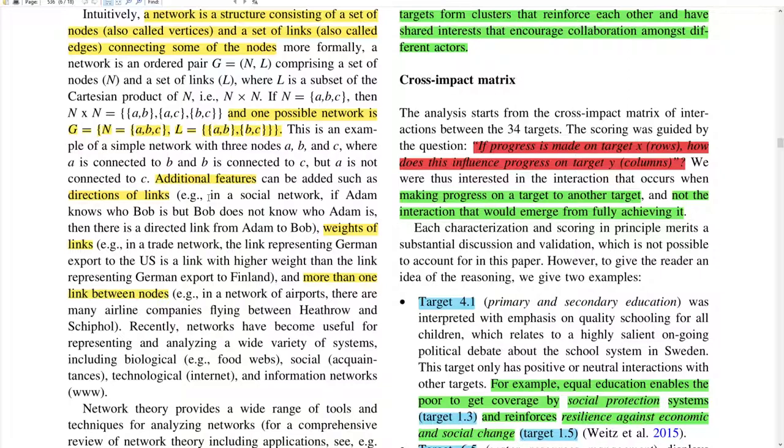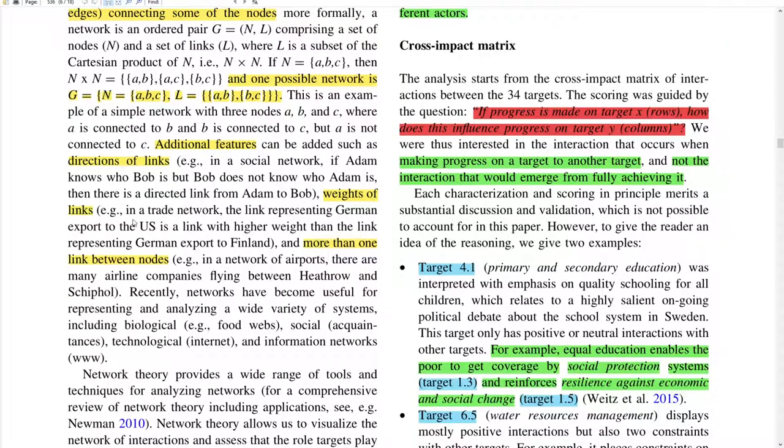They have an example here, actually. In a social network, if Adam knows who Bob is, but Bob does not know who Adam is, then there is a directed link from Adam to Bob. If they both know each other, let's call it just a bi-directional arrow or link.